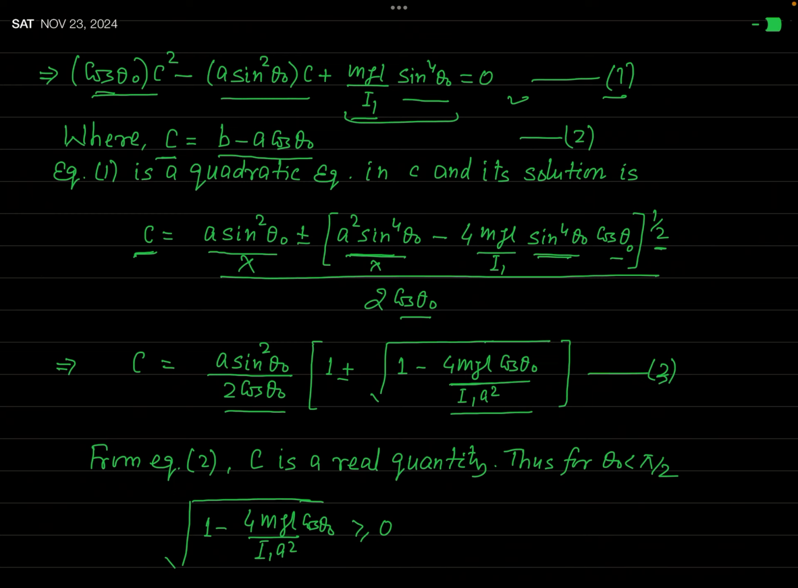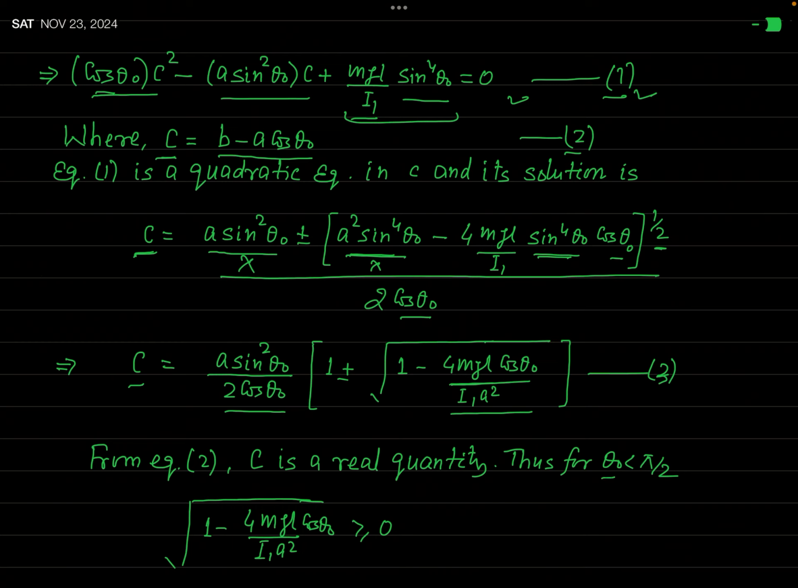So these are the roots of the quadratic equation defined in equation C, and you can see C will actually have two values taking this plus minus sign. But when you see equation 2 which defines C, it is obvious that C is a real quantity, because C equals B minus A cos theta naught, so it is a real quantity.